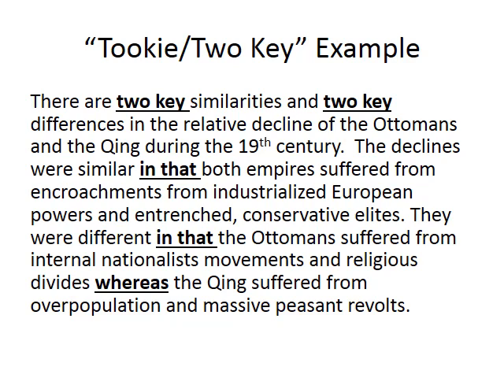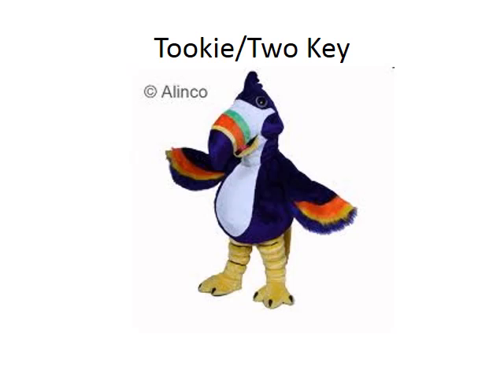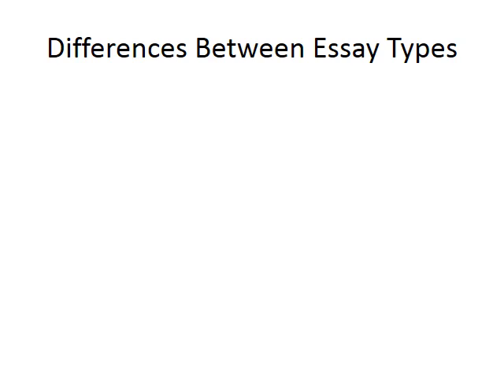So your next body paragraph, of course, would be about the similarities, because that's what you started with, and the first thing you would talk about would be the encroachments from industrialized European powers. Okay, so just follow it like a road map. And here's your visual icon of what a two-key looks like, a turkey bird, turkey, turkey, turkey. So that's true for all of the essays.